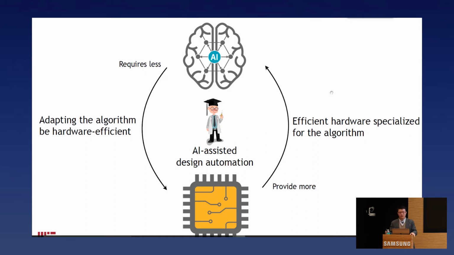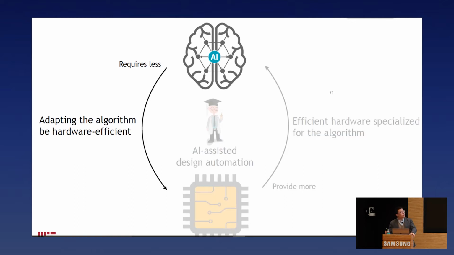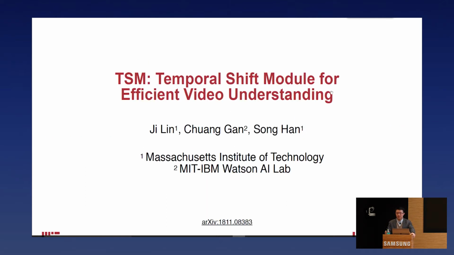All right, so I will start with the first section, adapting the algorithm to be hardware efficient. And I will present our recent work on efficient video understanding, since video understanding is more challenging because it's more computation intensive than image recognition. Video usually requires 3D convolution to model not only the spatial information, but also the temporal relationship. So we present this work on TSM, the temporal shift module for efficient video understanding.